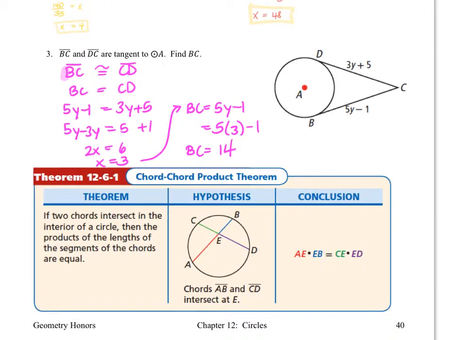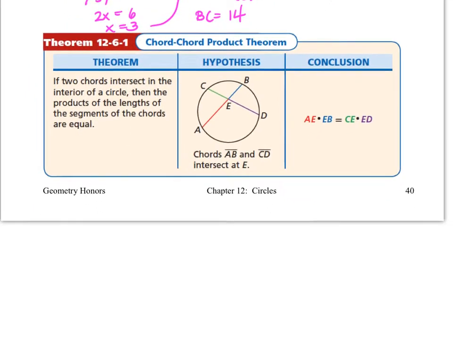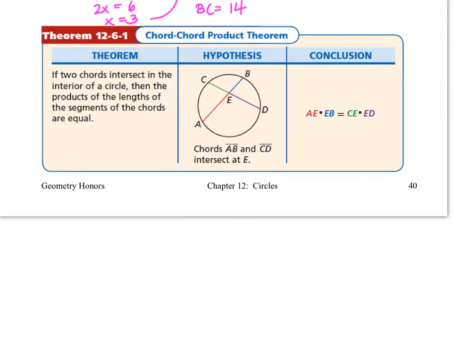Okay, we've got a theorem next, Theorem 12-6-1, and it is called the chord-chord product theorem. You can see that we've got two chords, CD and segment AB, and this theorem says if two chords intersect in the interior of a circle, then the products, meaning multiplication, of the lengths of the segments of the chords are equal. So what this is saying is if we multiply this to this and this to this, those products are going to be equal to each other.